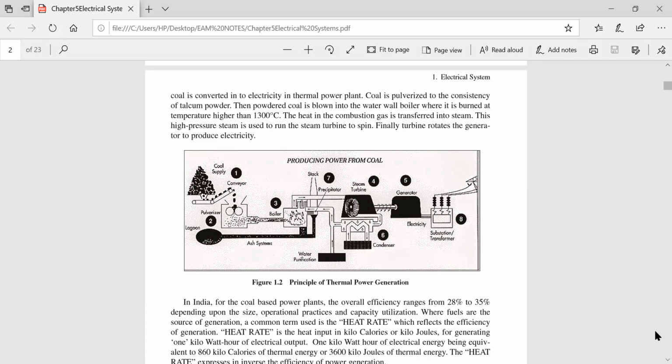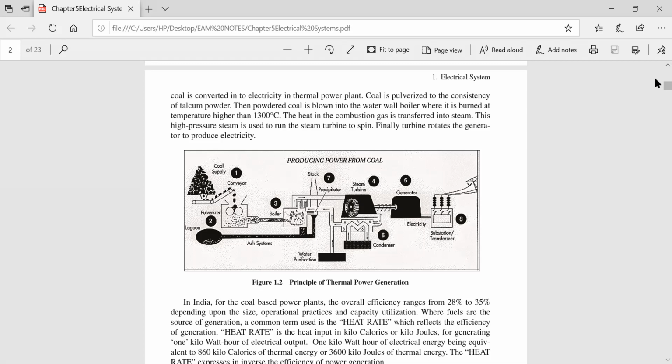So here we are talking about the principle of thermal power generation. As it is shown, coal supply is there, then conveyor, boiler, then steam turbine, generator, condensers, substation, transformer, water purification. These are the things which we are going to talk about.